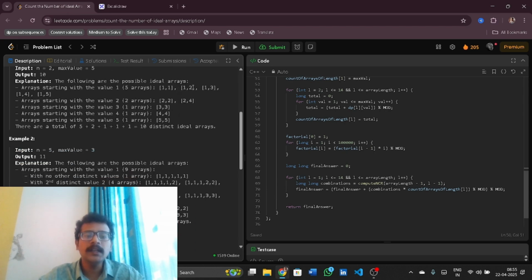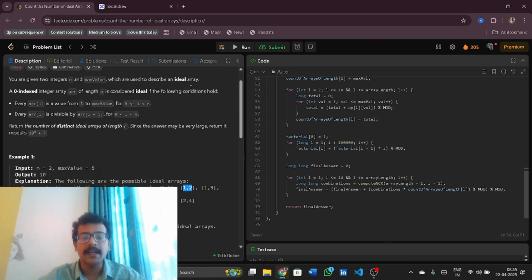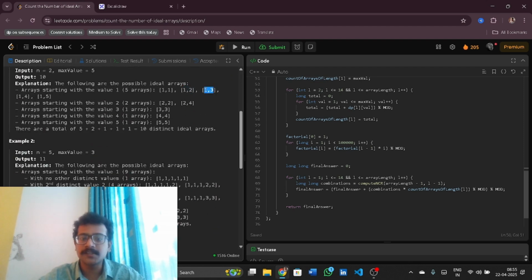Then 1, 2. 2 is divisible by 1, so arr[i] is divisible by arr[i-1]. Yes, it is an ideal array. 1, 3. 3 is divisible by 1. Yes. 4 is divisible by 1. 5 is divisible by 1. So I got only 5. Where are the next 5 arrays?